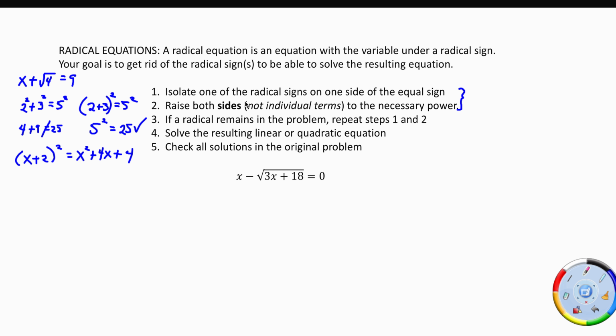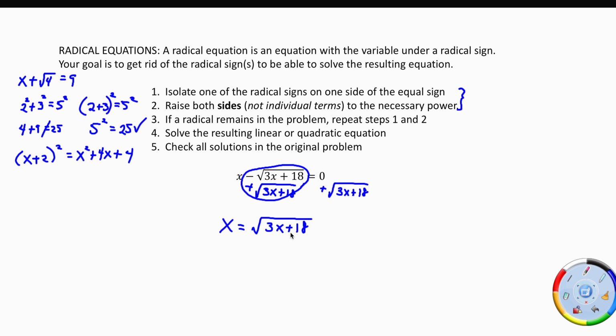So we can't have anything over with the radical or it won't go away. It'll just create more radicals. So first of all, isolate one of the radical signs. We only have one here. So I could subtract my x and then get rid of the negative, but I could do that all in one step if I just move this to the other side. So isolate a radical on one side of the equal sign. In other words, get it all by itself. So that's a big fat 0. And I have x equals the square root of 3x plus 18.